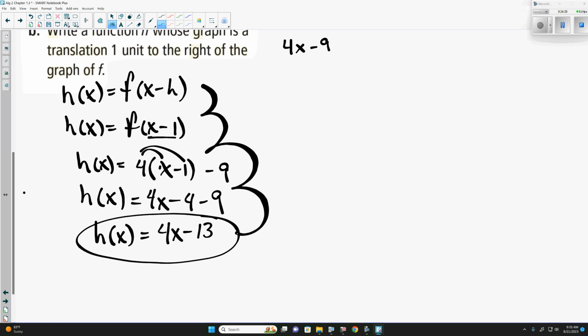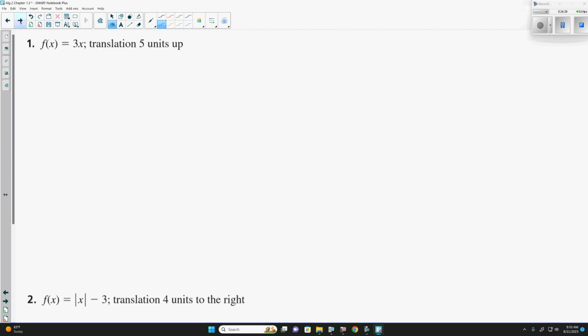Are you ready for the next part? So we'll do 2 more of these, and then I believe we're moving on to reflections. Yep. Now, let's look at this one here. F of x equals 3x, translation of 5 units up. So again, this will be our f of x plus k.